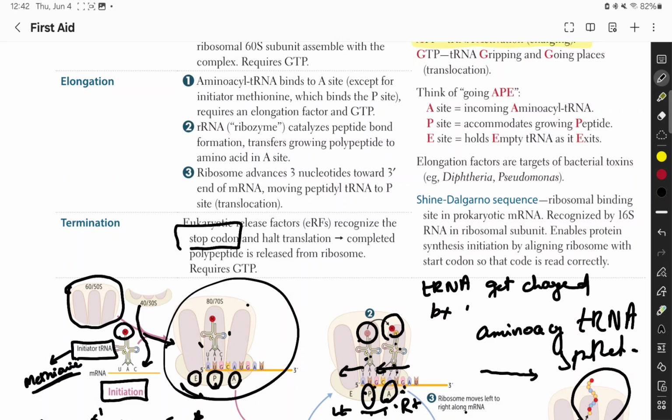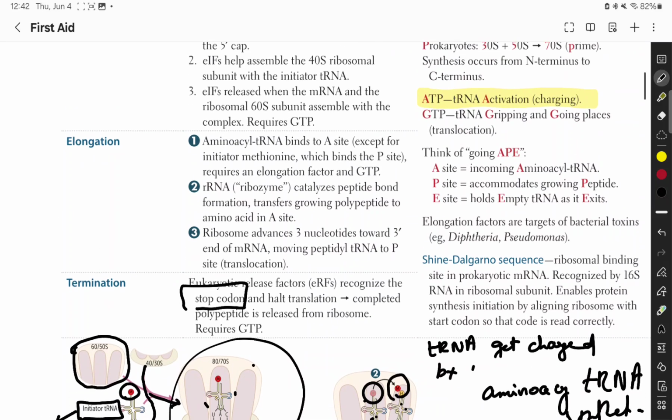So what you need to remember is the energy requiring processes. Initially, transfer RNA charging required ATP. Then initiation factors made the whole complex. To release the initiation factors, you needed GTP. Similarly, to move the ribosomal subunit from left to right, you needed GTP.